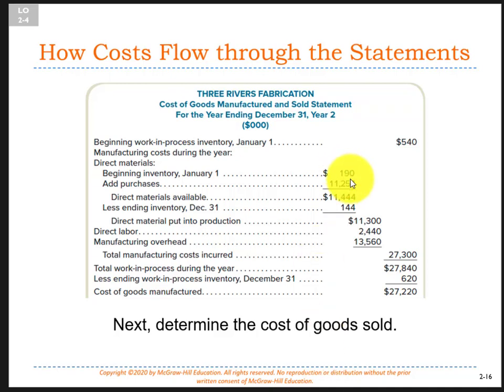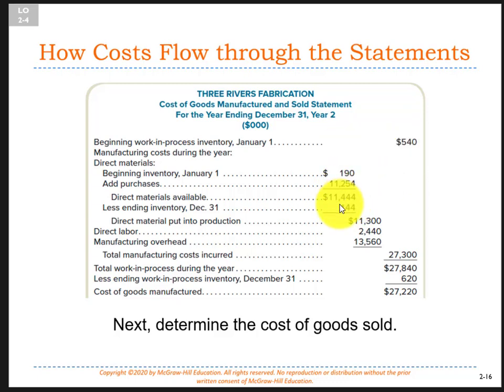All right. So this is somewhat summarized. Sometimes they will have it actually on the income statement, most of the time not. And usually they have it on a separate schedule. But this is right on. This is a cost of goods manufactured and sold statement, a separate statement.